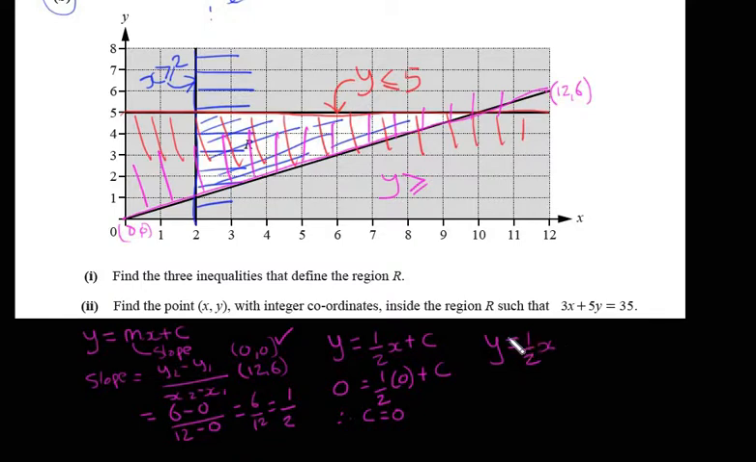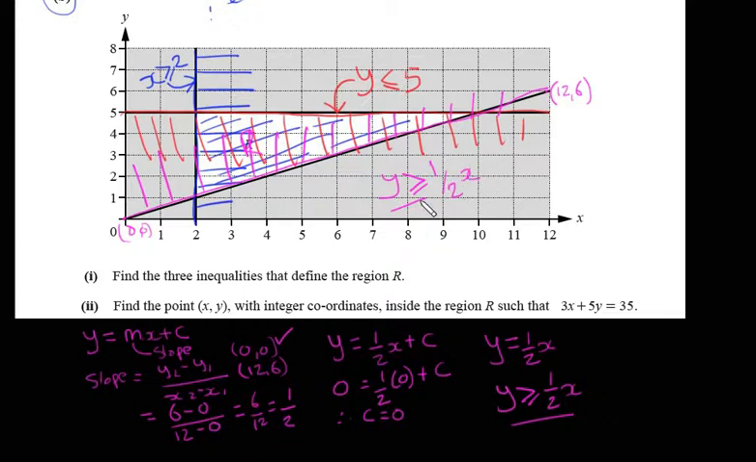Remember, we need to take care of the inequality. We already found out over here that y should be greater than or equal to, to satisfy the region R. Hence y is greater than or equal to half x, and that is our third inequality.